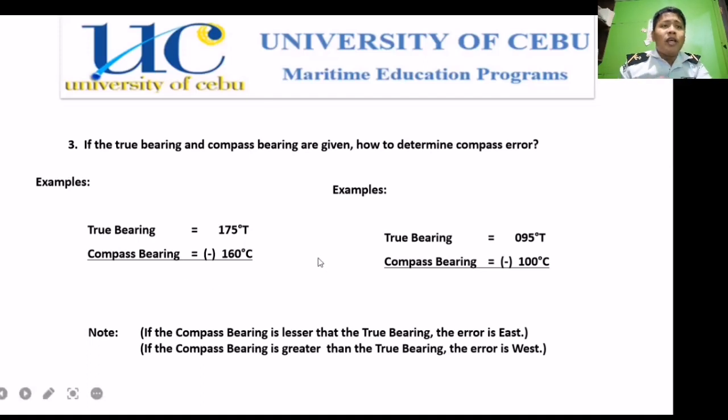For example, the true bearing is 175 degrees and the compass bearing is 160 degrees, and the true bearing is greater than the compass bearing, so it is subtraction. So the compass error is 15 degrees east. And next, if the true bearing is 095 degrees and the compass bearing is 100 degrees, the compass bearing is bigger, so the compass error is 5 degrees west, subtract.